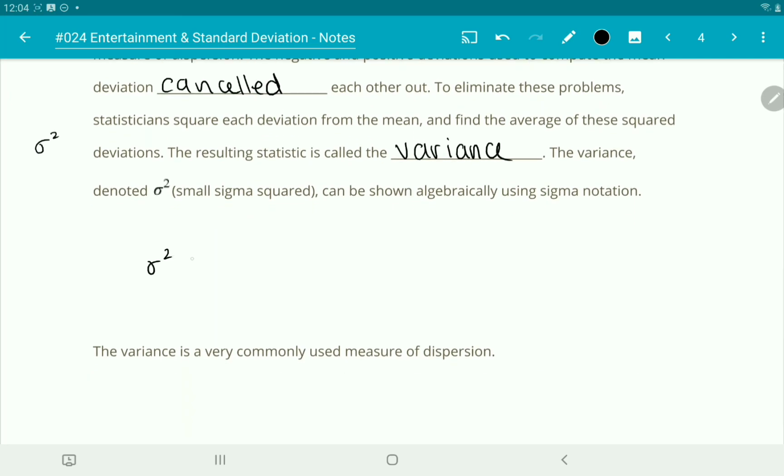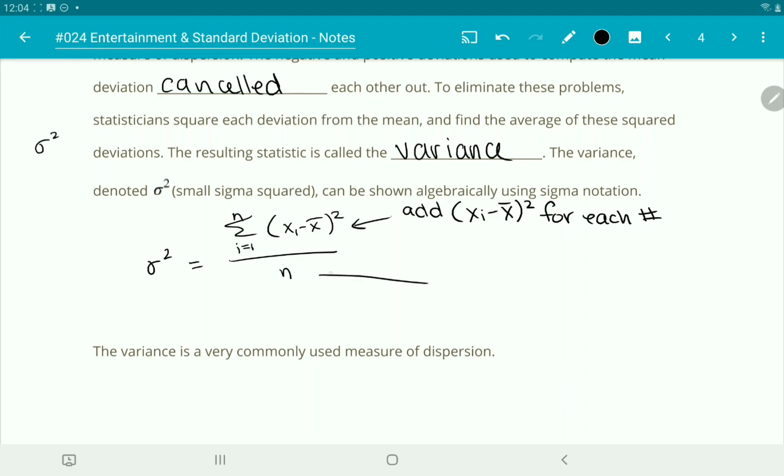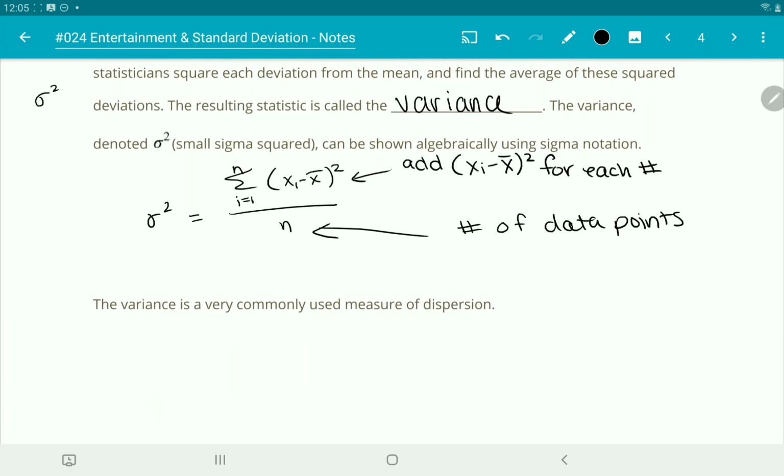So if we're looking for this sigma squared, we're going to take each number, subtract the mean still, and square that answer. And then at the end, after we add all those together, we're going to divide by the number of data points. So we add each number minus the mean squared, do that for each number, add them together, and divide by the number of data points, the number of numbers you're given in the data. The variance is a very commonly used measure of dispersion. We use that a lot.